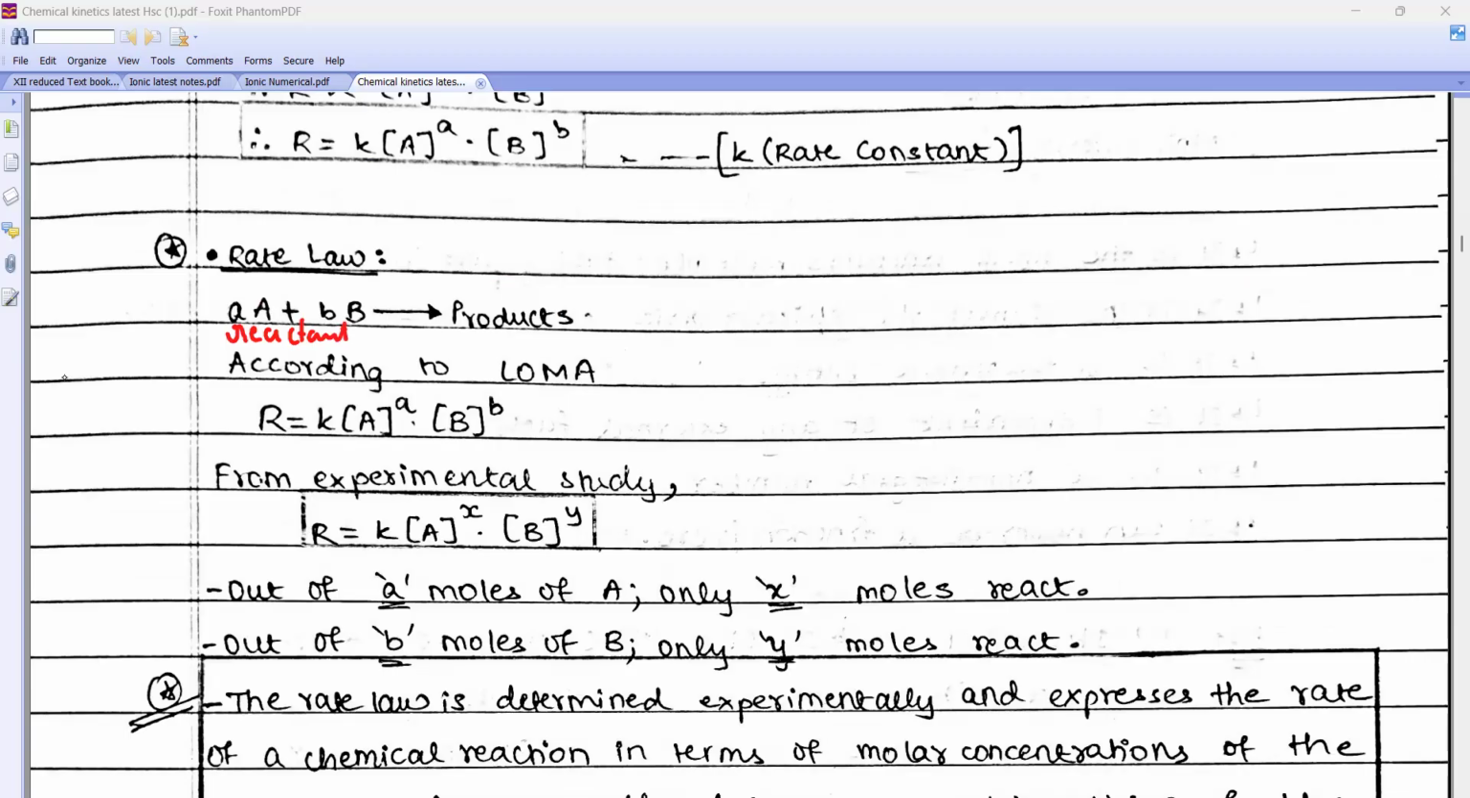But suddenly from experimental study, oh my God, what happened? Instead of A, what happened? Instead of B, what happened? Achha, now what I want to tell you is this.